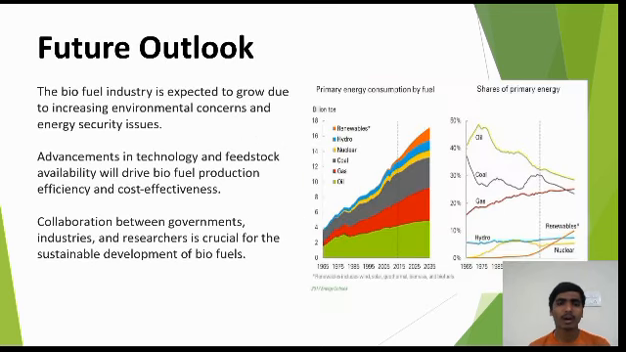Future outlook. The biofuel industry is expected to grow due to increasing environmental concern and energy security issues. Advancement in technology and feedstock availability will drive biofuel production, efficiency and cost effectiveness. Collaboration between governments, industry and researchers is crucial for the sustainable development of biofuels.